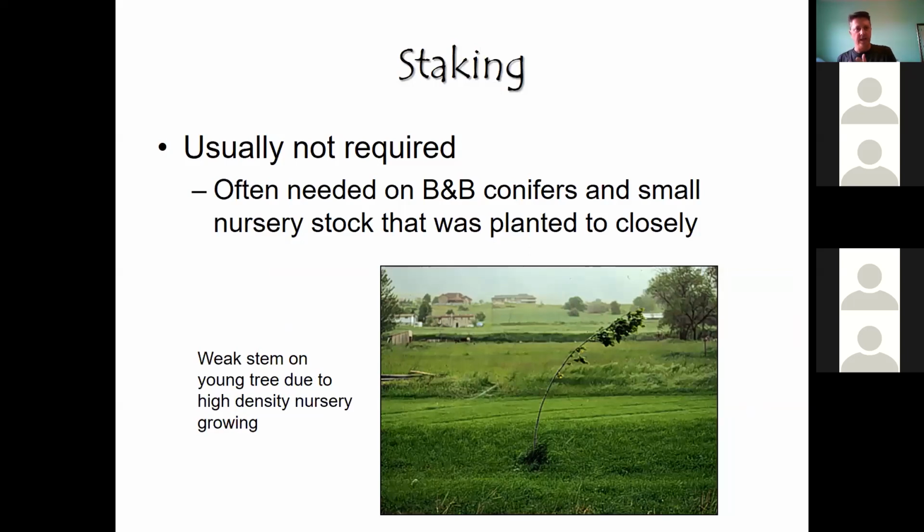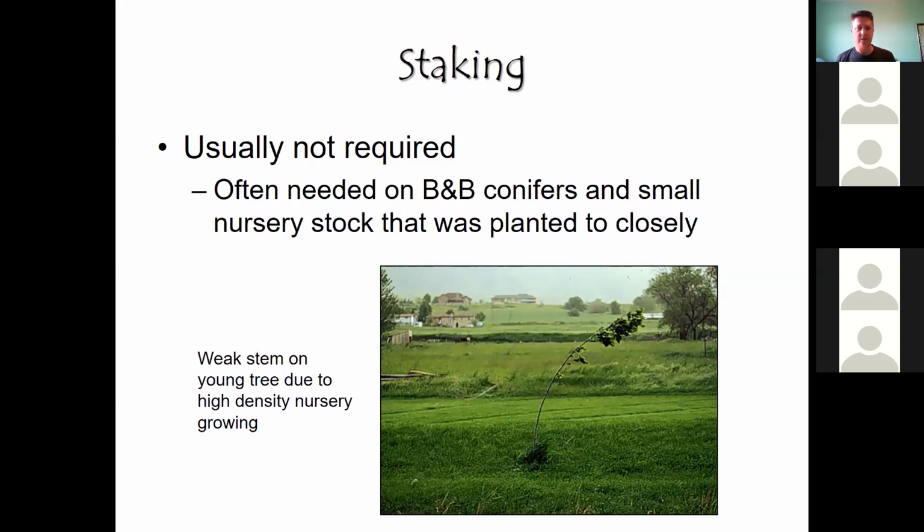So I mentioned the staking is not usually required. It's often not needed on balled and burlapped trees. It's usually needed on balled and burlapped conifers and small nursery stock that was planted too closely. So I put this little picture in here. This picture can go either way. We can actually describe this picture in a number of different ways.